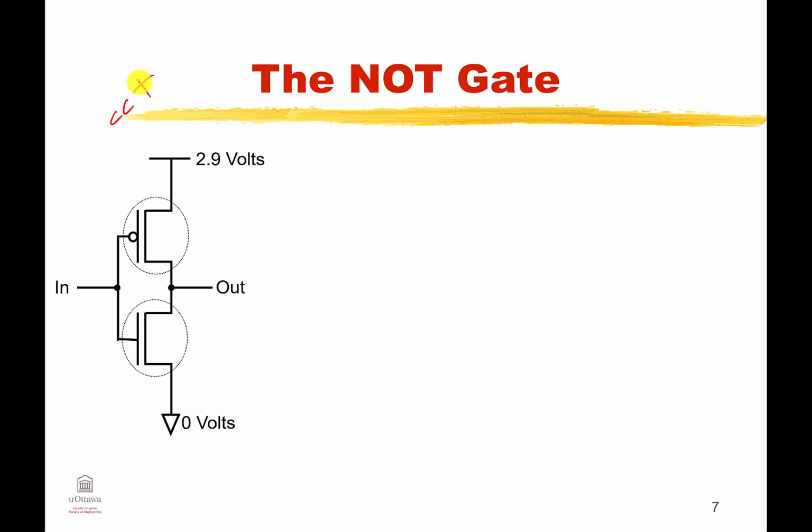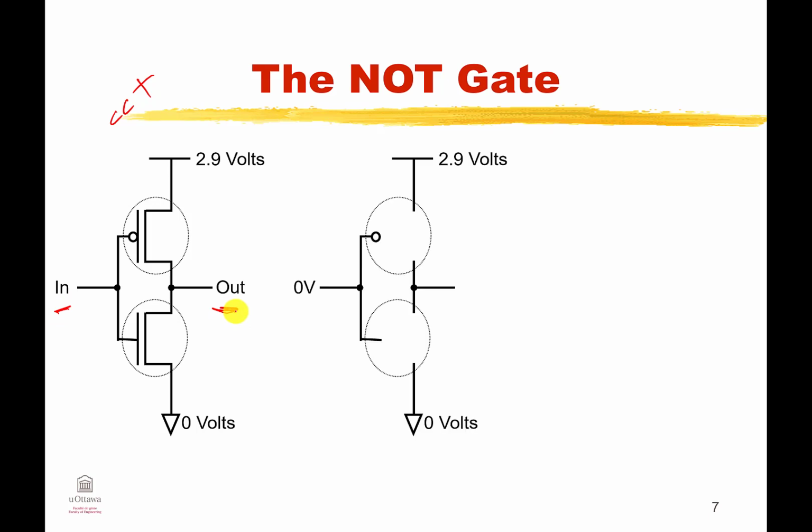Okay, so basically, guys, we have this circuit, we have the input and we have the output. Let's take a look. If we apply a 0 voltage, what will happen? And if we apply the 2.9 voltage, what will happen? If we apply a 0 voltage, the P-type transistor will get conducted. You remember, because the gate will close and this line will be conducting.